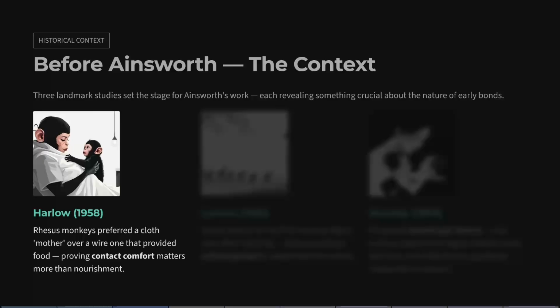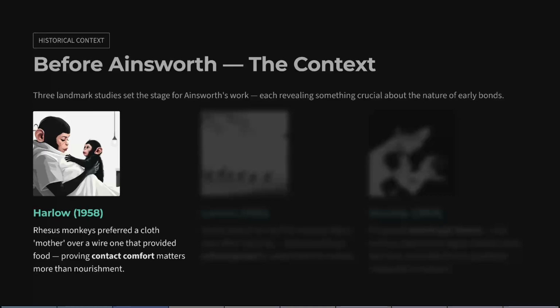Harry Harlow conducted a series of experiments with rhesus monkeys that fundamentally changed our understanding of what attachment is actually about. He separated infant monkeys from their mothers and gave them 2 surrogate mothers, one made of wire that provided milk through a bottle, and one made of soft cloth that provided no food at all.